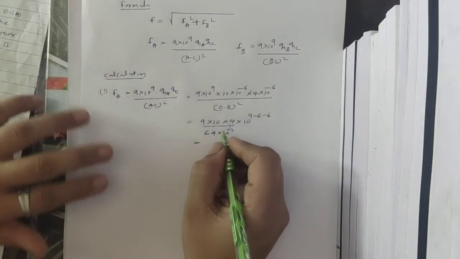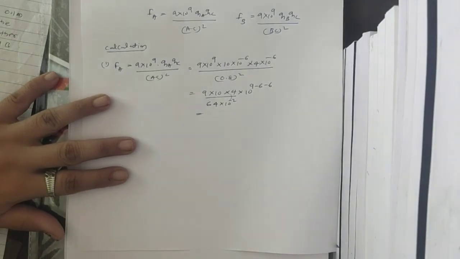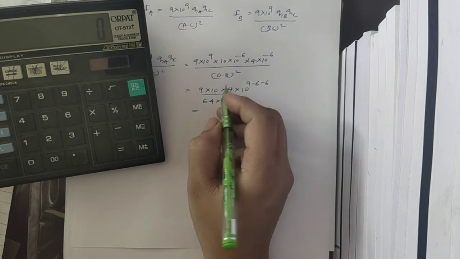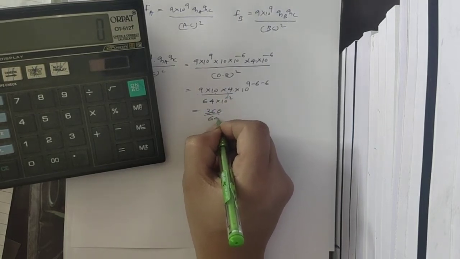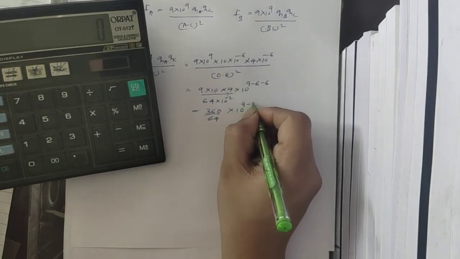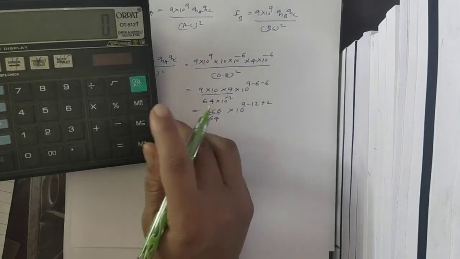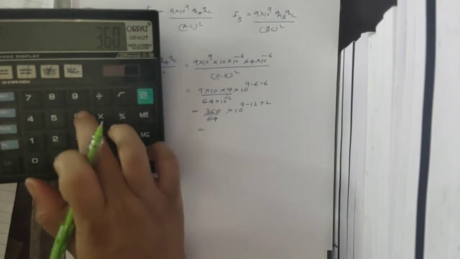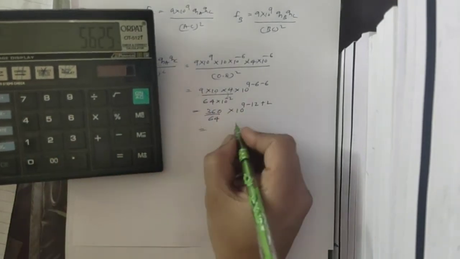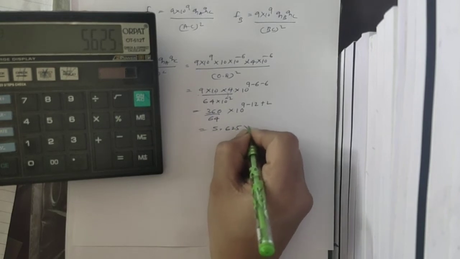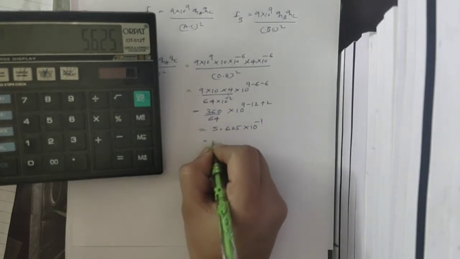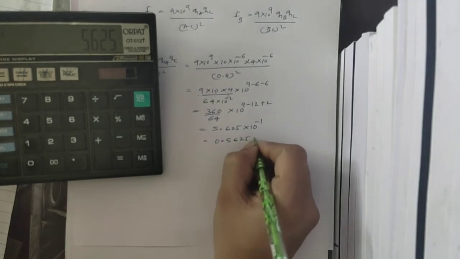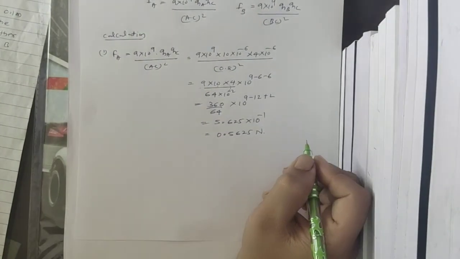So do calculation here. 9 tens are 90, 9 fours are 36, 360 divided by 64 into 10 to the power 9 minus 12 plus 2. 360 divided by 64 is 5.625 into 10 to the power minus 1. So 0.5625 newton. This is FA.